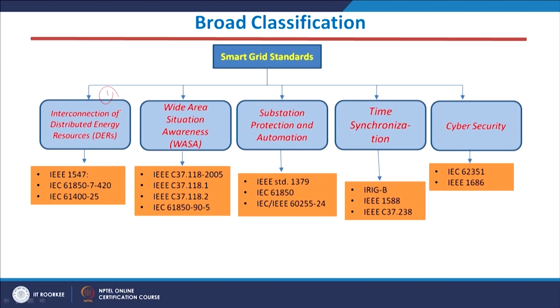Now, the first one, as I said, is the interconnection of distributed energy resources. The second one is wide area situation awareness, it is WASA, and the third one is substation protection and automation, and fourth one is time synchronization, and the fifth one is cyber security. Broadly, these are the broad classification of the standards of the smart grid. We have many standards, but I have kept in front of you a few standards, and broadly these are the major areas where the standards are very essential.